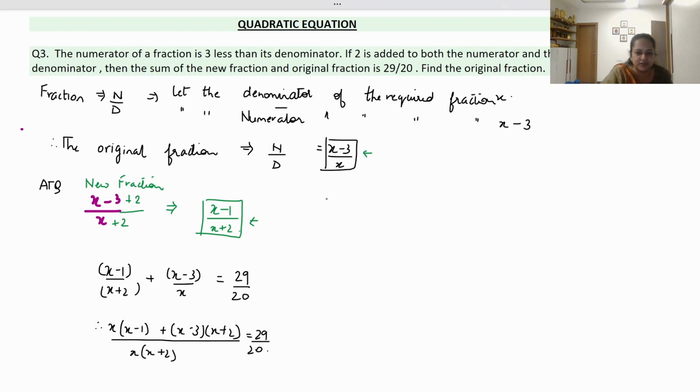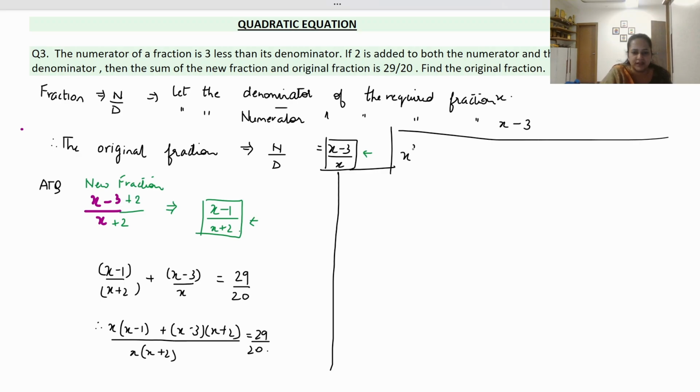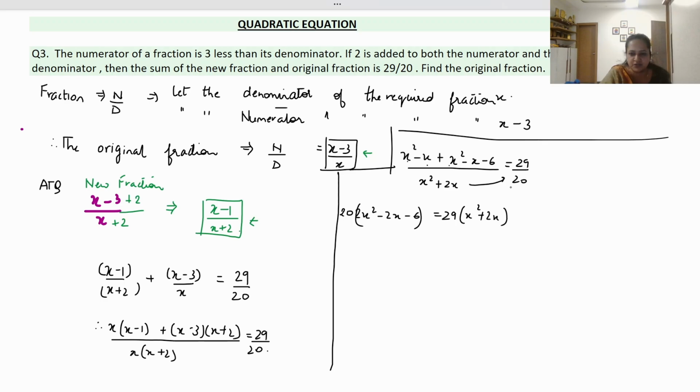If we further simplify it, what are we going to get, children? We are going to get x square minus x plus, when we simplify these two brackets by multiplying, x square minus x minus 6 upon x square plus 2x is 29 by 20. x square plus x square, 2x square, minus x minus 2x minus 6. 20 will come here, and with 29 we have x square plus 2x, which is transposed from here, and this comes here. I hope you understood this much.